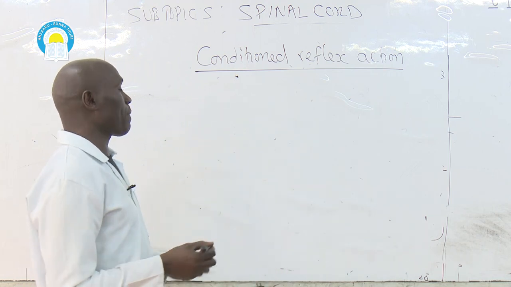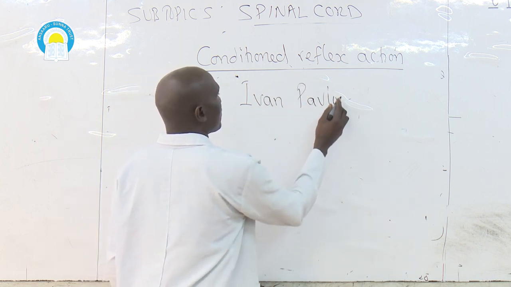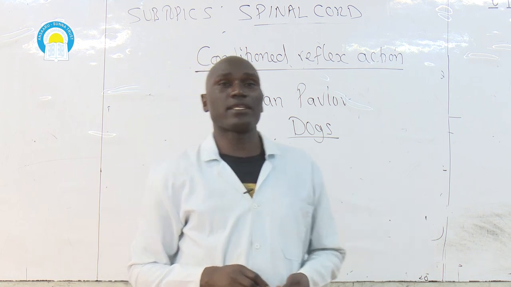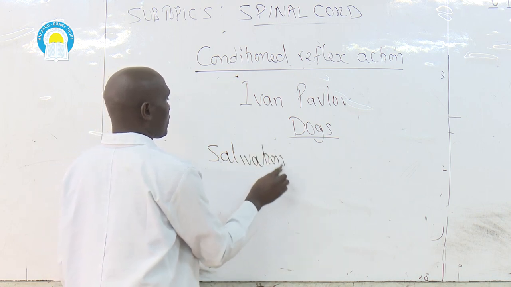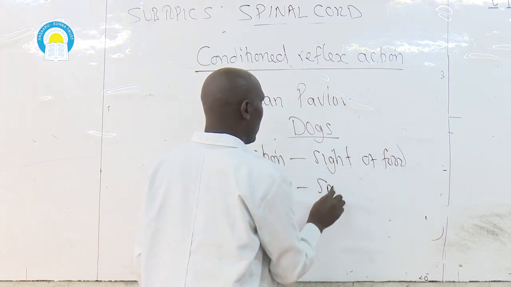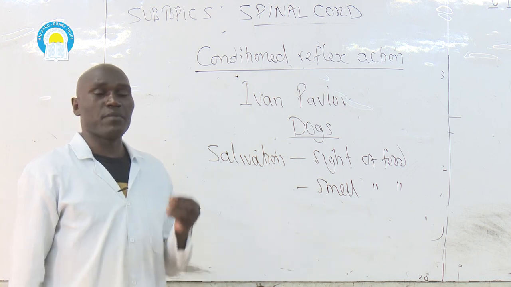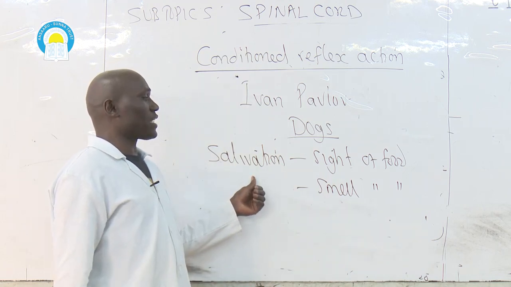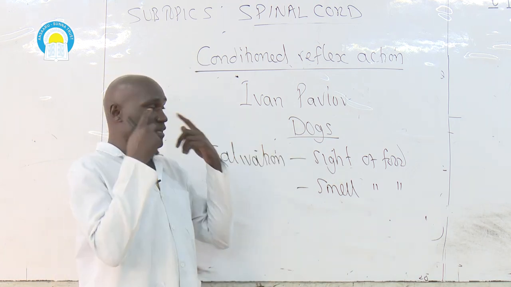For example, in his research, a Russian scientist by the name of Ivan Pavlov used dogs. We know that normally dogs salivate at the sight of food, or the smell of food. So when a dog is hungry and sees food, it begins to salivate. Saliva trickles down from the tongue of the dog. A dog will also salivate when it smells food and it's hungry. So normally salivation in dogs is brought about by the sight of food and the smell of food.